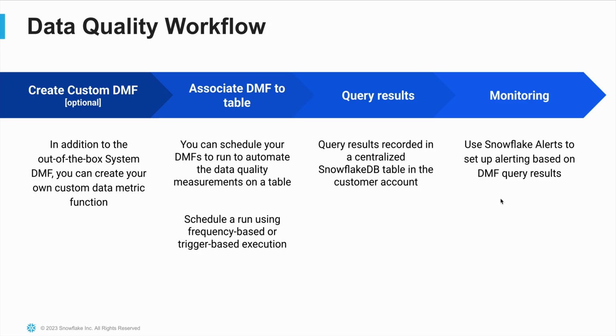So this could be an email, it could be a Slack notification, it could also trigger a task that maybe retrains your model if something indicates that needs happening. So there's a lot of different things that you can trigger in response to data metric functions failing. But in our case, it was just going to alert us via email.